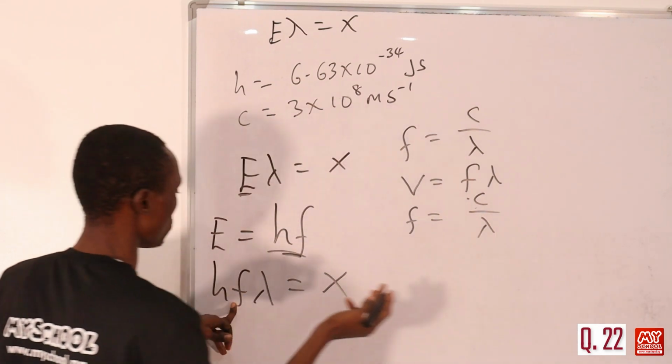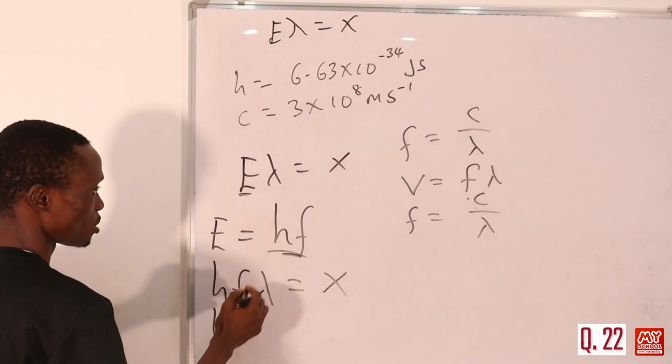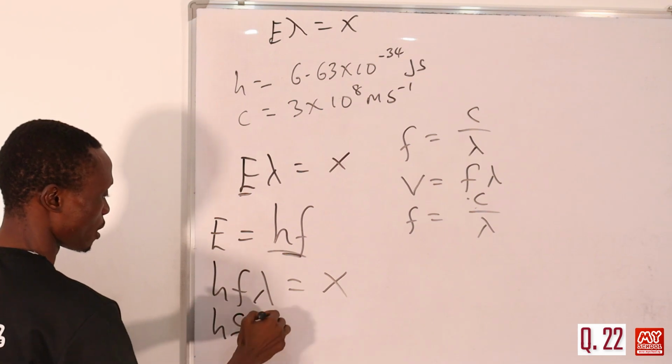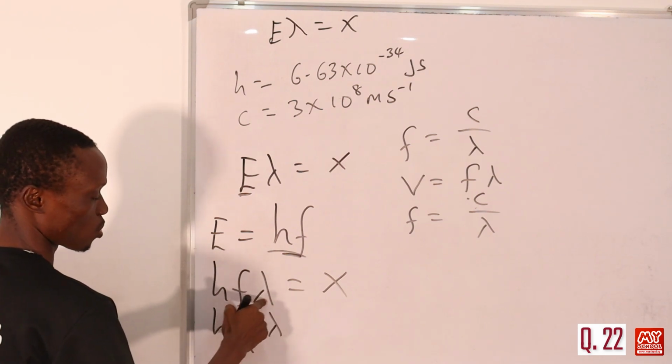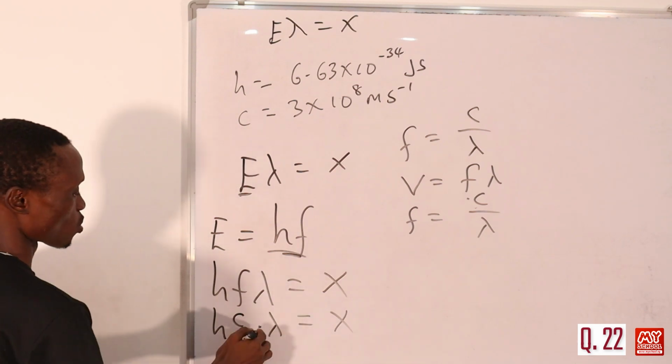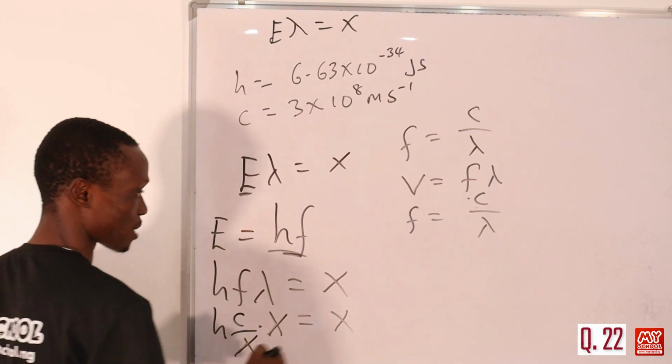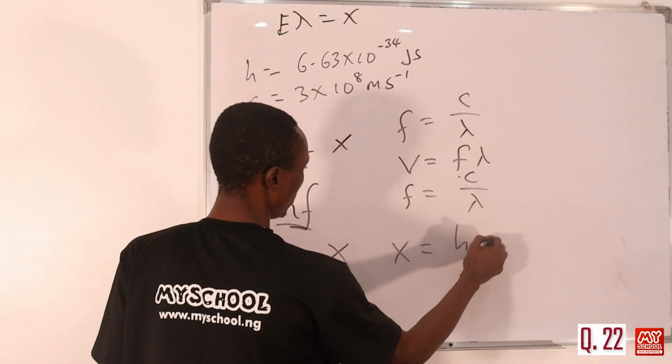Okay, basically they are the same here. So that H, then we'll be having C over lambda, then times lambda, which is the second lambda, is equal to X. Okay, so lambda can cancel out lambda, so that E is equal to HC.